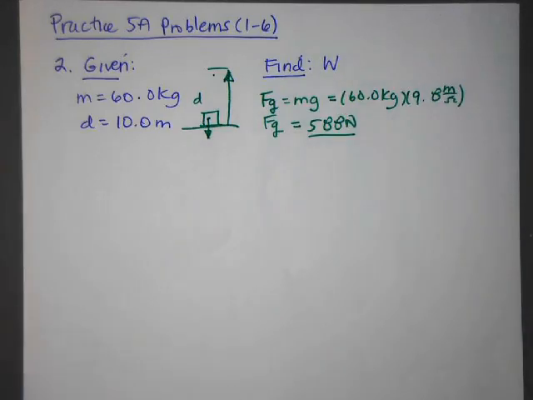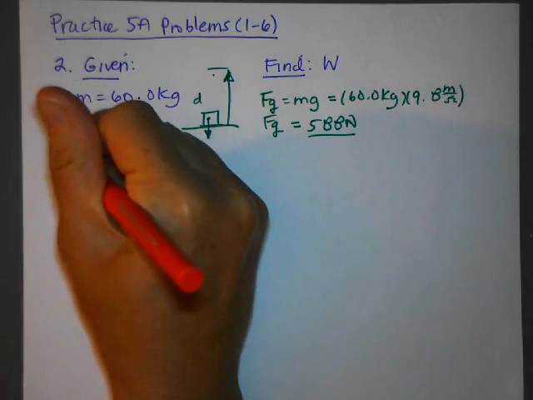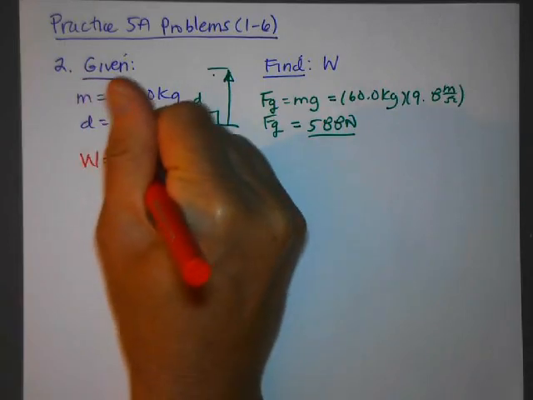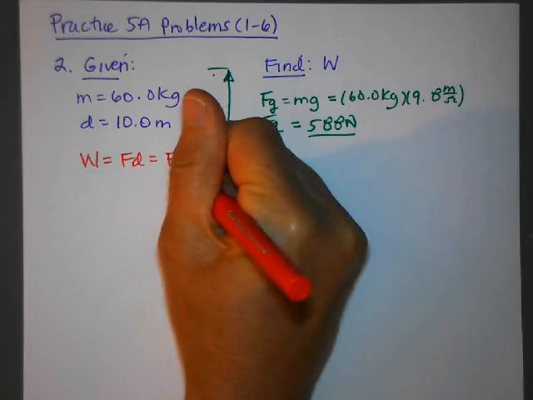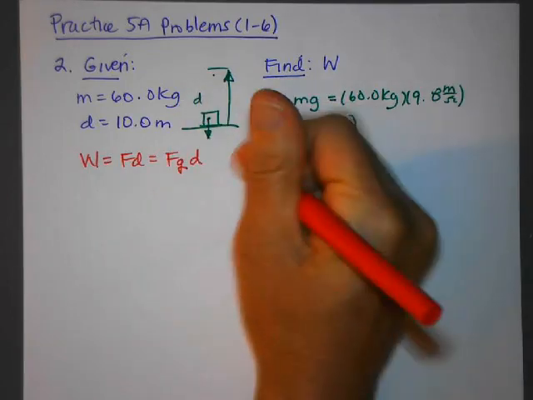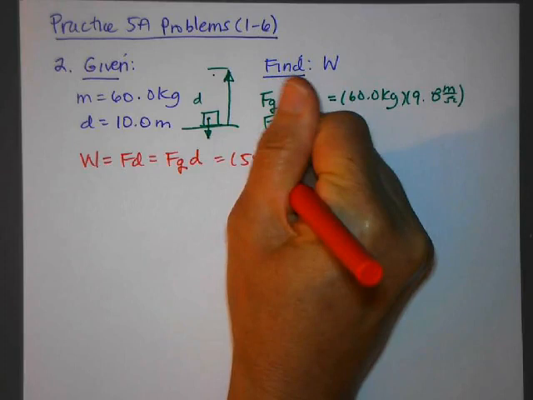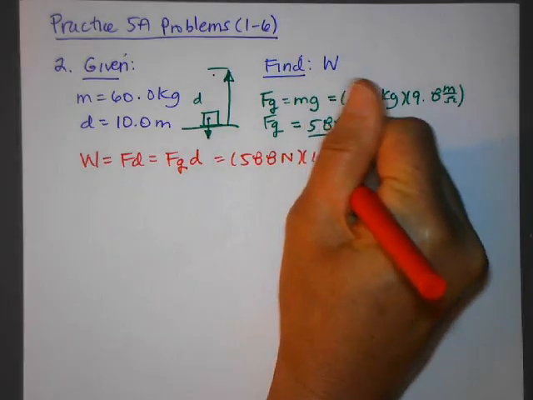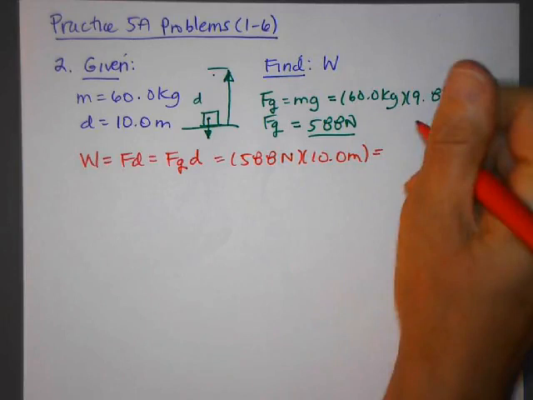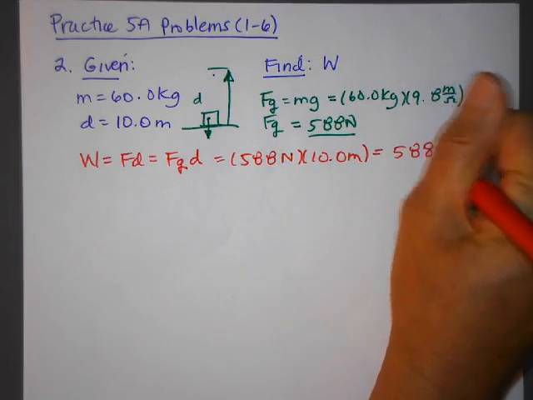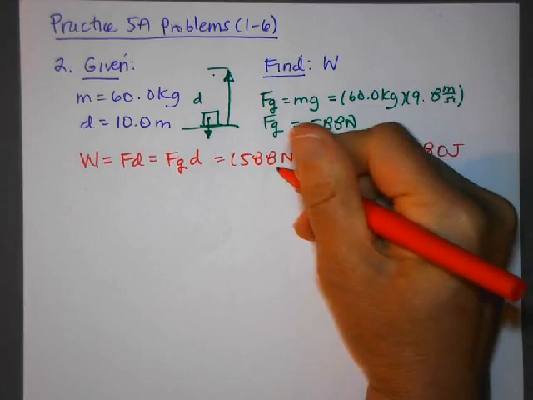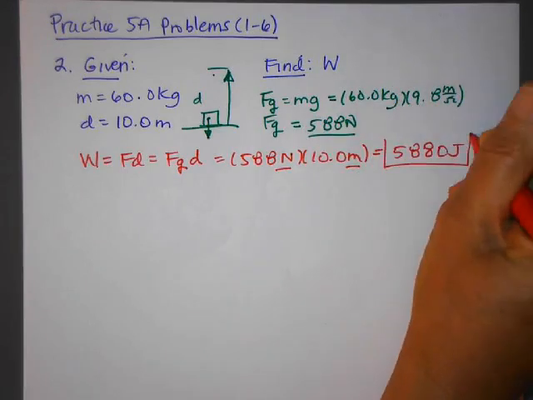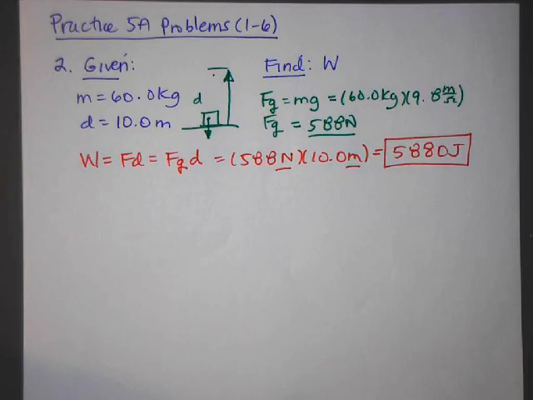Now when I find the work, we know that work is equal to FD. So in this case, it's the force of weight times that vertical distance. So it's 588 newtons times 10 meters, and then that comes out to be 5880 joules, because a newton times a meter is a joule. So the key there is work is done in the direction the object moves. So what force is in the vertical direction? The weight.